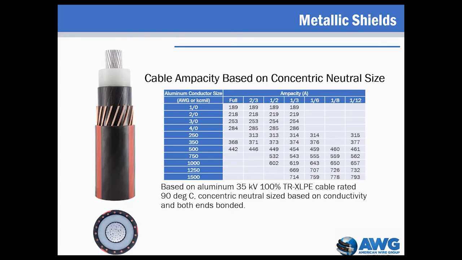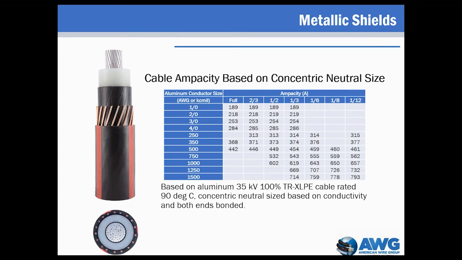If the concentric neutral wires are bonded at both ends of the cable, then there will be a circulating current within these wires. This circulating current will be proportional to the phase current, but will be limited by the resistivity of the concentric neutral wires. This circulating current will cause the concentric neutral wires to be a source of heat and will have a negative effect on the current carrying capability of the phase conductor.